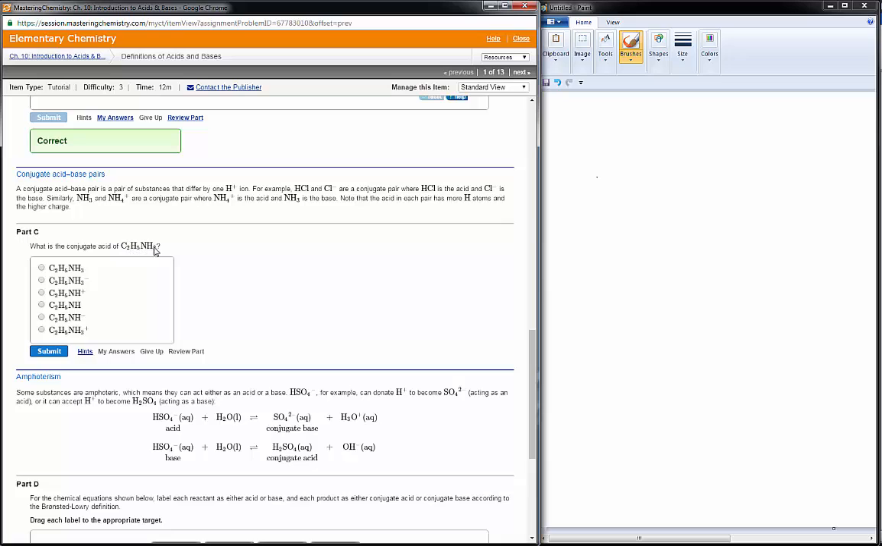If I have C2H5NH2, I'm going to differ by one hydrogen. I'm going to add a hydrogen with a positive charge, so that's going to be C2H5NH3+. That one right there.